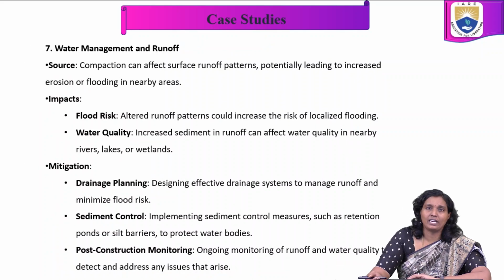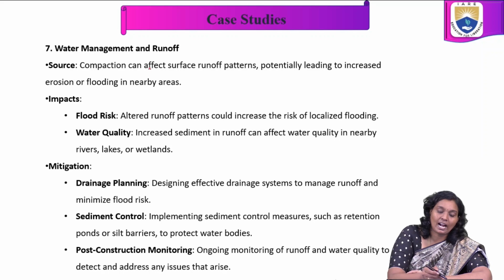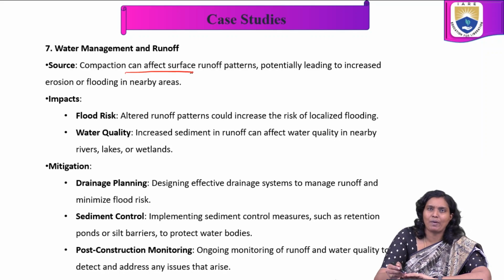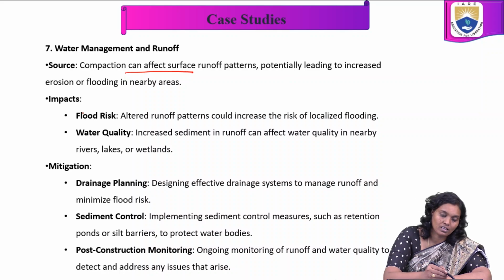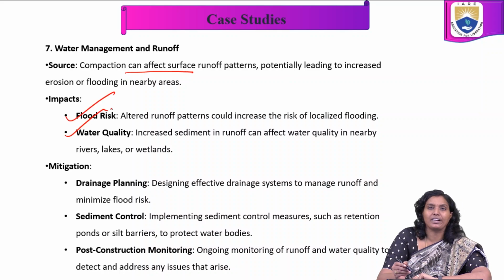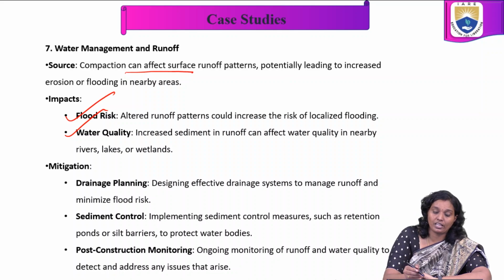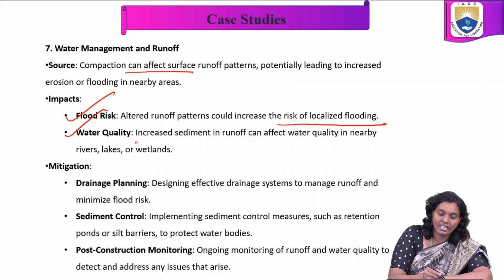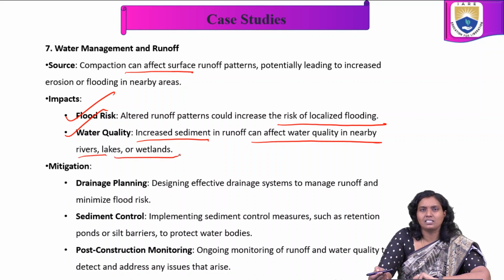Water management and runoff. Compaction can affect surface runoff parameters, potentially leading to increased erosion or flooding in nearby areas. These impact flood risk and water quality. In flood risk, altered runoff parameters could increase the risk of localized flooding. Water quality: increased sediment in runoff can affect water quality in nearby rivers, lakes, or wetlands.